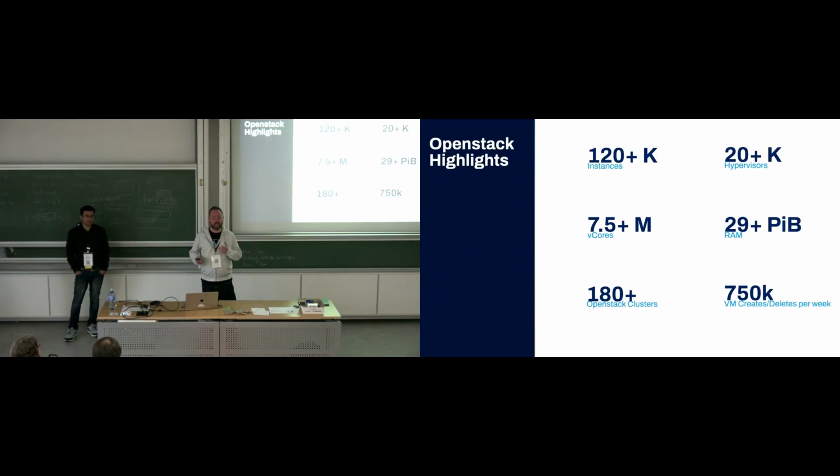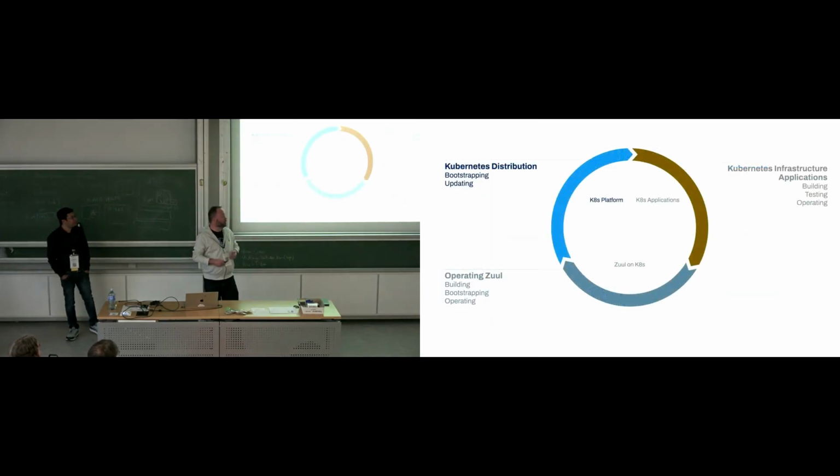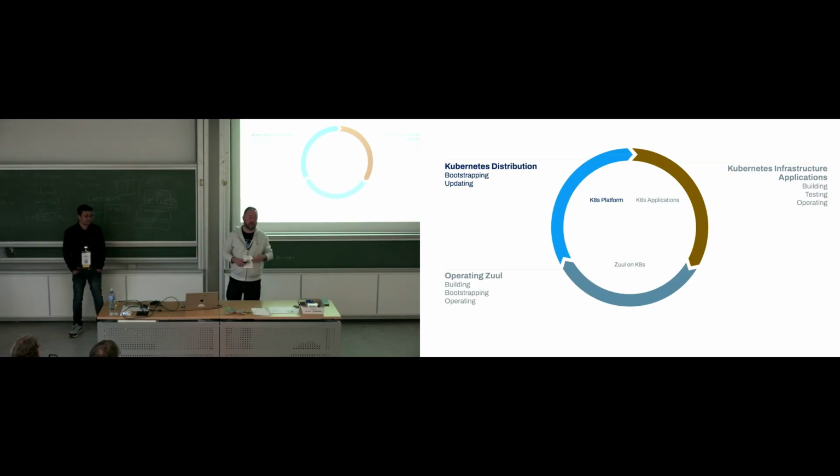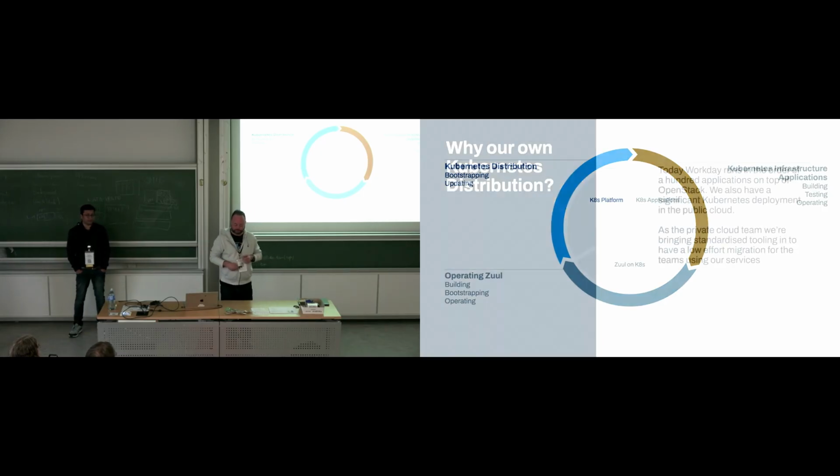And I think the interesting stat that we've got is we do about 750,000 VM teardowns and builds in any given week. I think that's why we have the 180 clusters, because we found that just for scaling and for our purposes, that's what we need. So today we're going to be talking about our Kubernetes distribution. Shatadru will be going through how we test parts of that, and Jan will be going through how we run the Zuul Operator on top of the Kubernetes distribution that we've got.